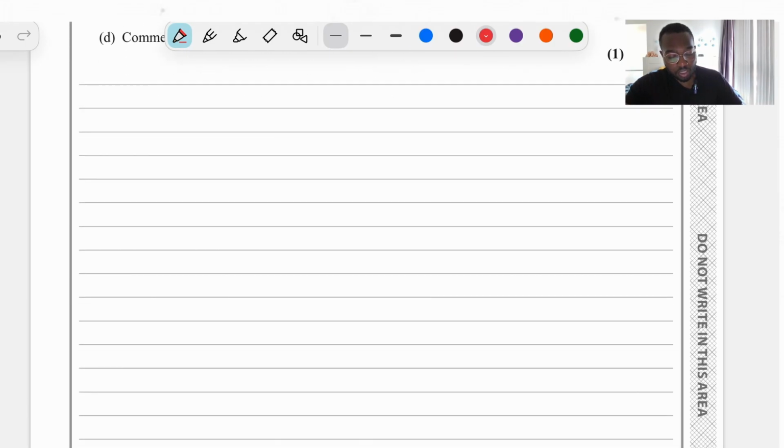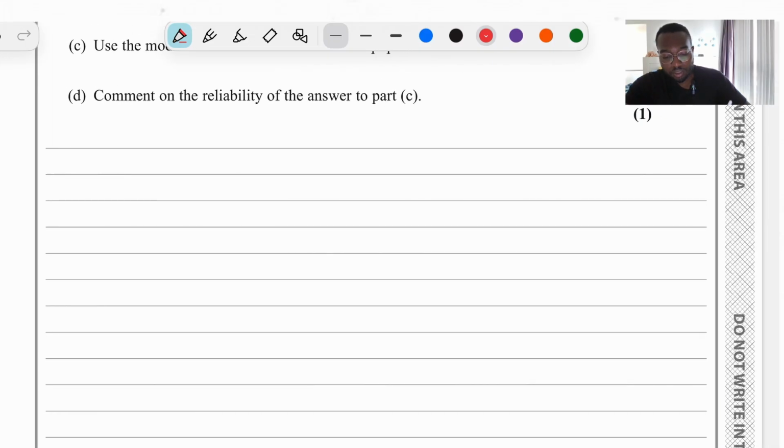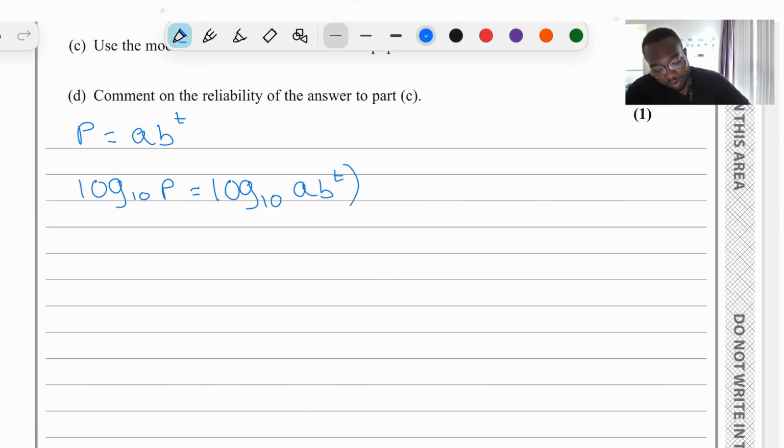Okay, so if I do that here, then we start off knowing that P is equal to A B to the power of T. But then they tell us that it's against log base 10, okay? The y-axis is log base 10. So in order to solve this, they've turned everything into log base 10. Therefore, this is log base 10 P is equal to log base 10 of A B to the power of T, okay? That's what they've done to work this out. They've made everything into logs.